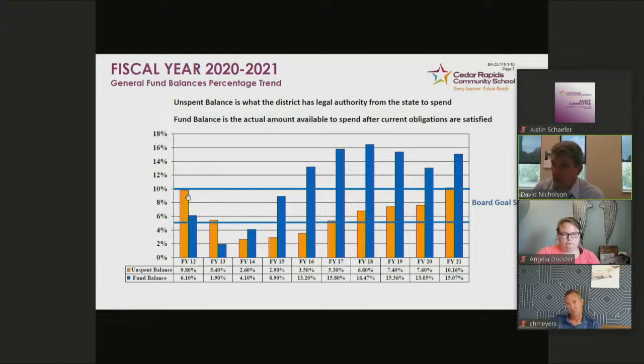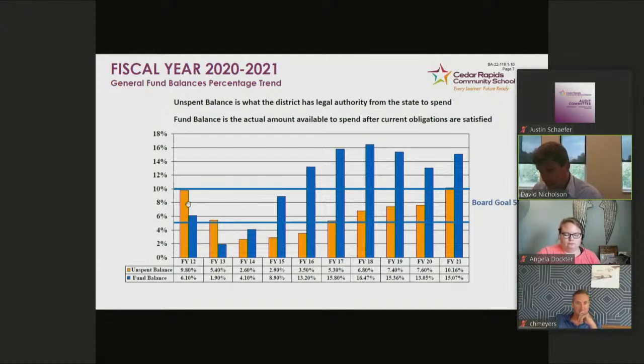You can see that yellow line took some big hits and went down to very low amounts. This is scary low back in 2014 for unspent balance for the district legal authority. It has taken us several years to get back to that level. But the thing is, we're kind of a reverse situation here. So in 2012, we had unspent balance of about 10%, but our fund balance, we didn't have enough funds to match our authority. So we couldn't even touch our authority because we didn't have enough money.